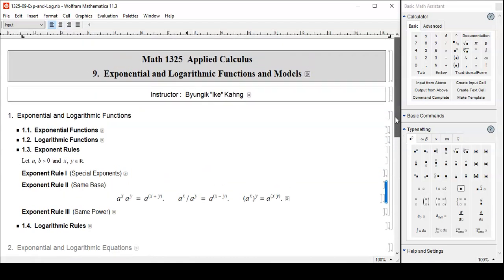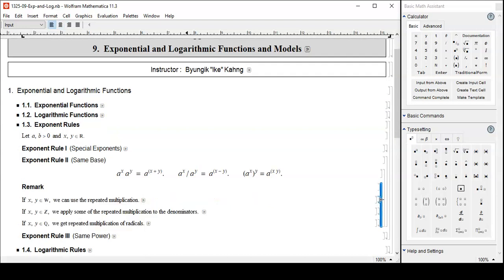Now, exponential rules for the same base. a to the x power times a to the y power is a to the x plus y power. So repeated multiplication of x times, another y times, so total x plus y times of multiplication. Division, then that's the inverse, so subtract. And then a to the x power to the y power, then you multiply the powers.